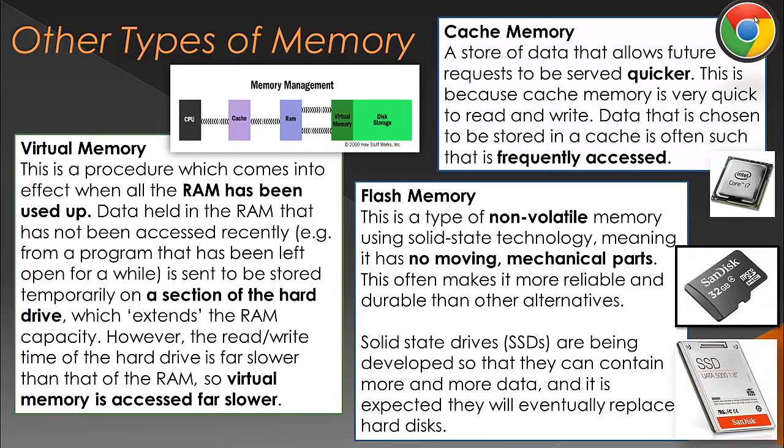So finally, we're going to look at flash memory. Flash memory is sort of an emerging technology. It's actually been around since the 1980s, but recently it's been realised that it can replace a lot of the secondary storage that we often use. Flash memory is a type of non-volatile memory, again, which means that it doesn't lose its data when it's turned off. And it uses something called solid state technology, meaning that it has no moving mechanical parts.